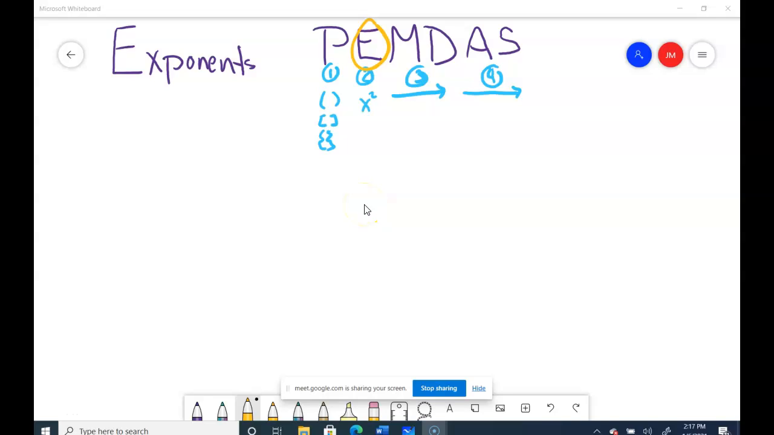So everybody's heard of them. We looked at exponents in PEMDAS. It is the second step. We're going to talk about what they mean exactly. So first, there are two words that you need to know. One of those words is base, and the other one is exponent.